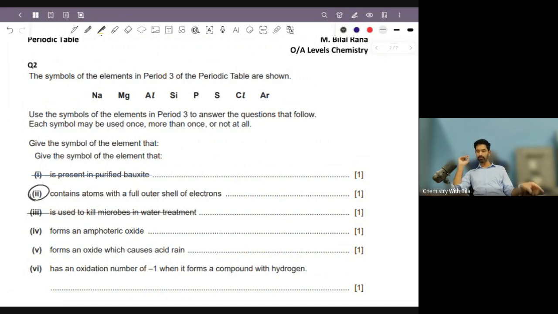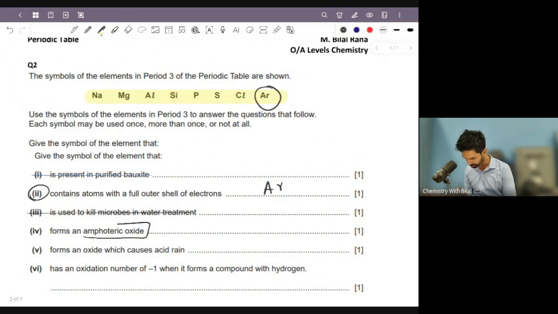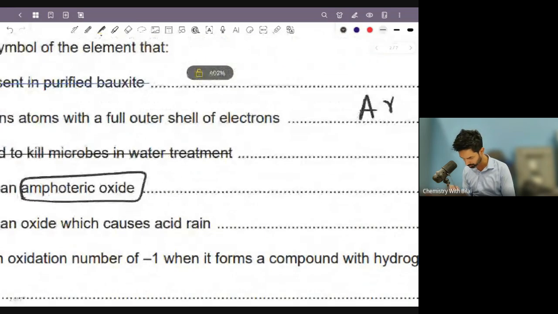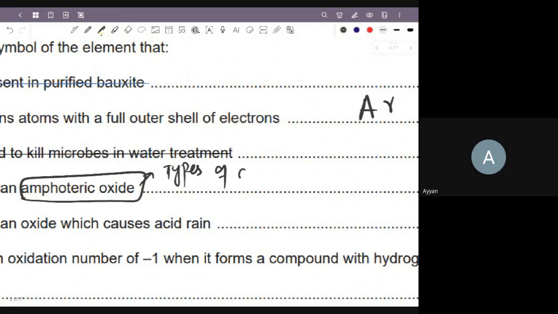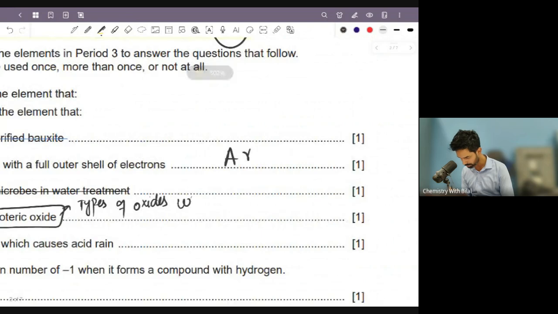Contains an atom with a full outer shell of electrons. So which of these in the list has an atom with a full outer shell? It has to be argon. Form an amphoteric oxide. Look, what are amphoteric oxides? What are amphoteric oxides? A type of oxide that reacts with both base and acid. Excellent.